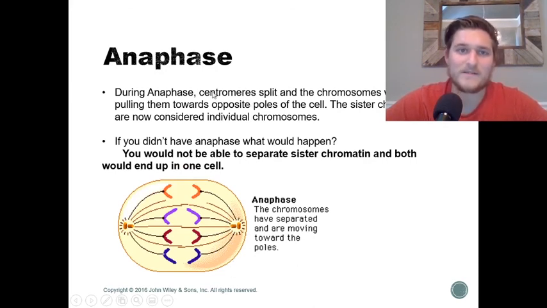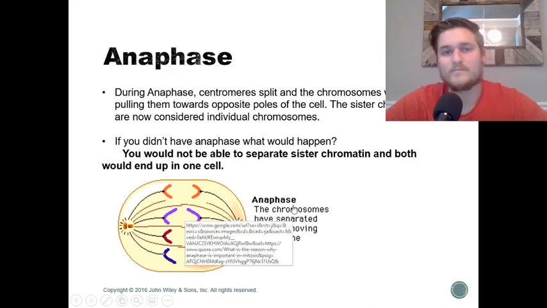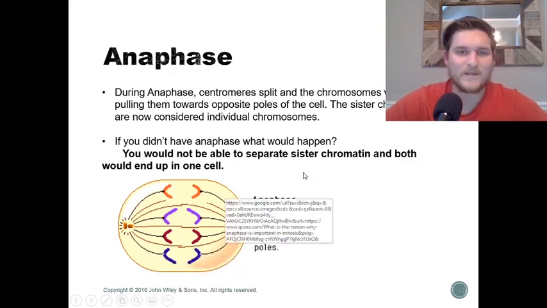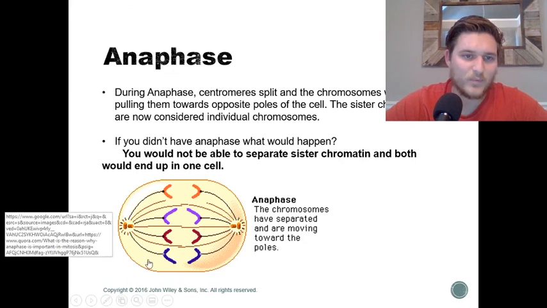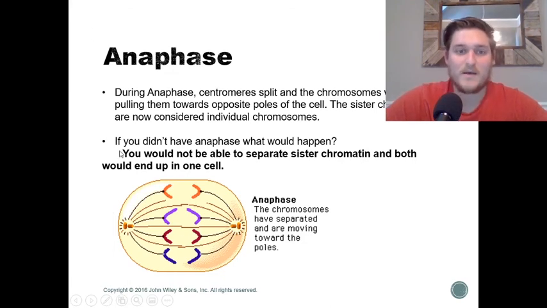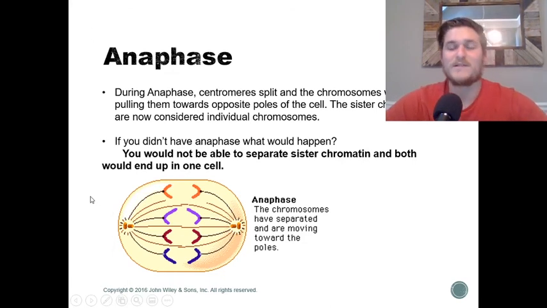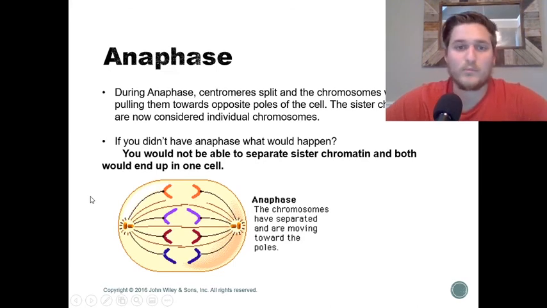So during anaphase, the centromeres will split and the chromosomes will be ripped, pulling them towards opposite poles of the cell. Sister chromatids are now considered individual chromosomes. And so, what's going to happen if you don't have this phase? Basically, you wouldn't be able to separate the sister chromatids, and then all would wind up in one cell. And that's not good because both new cells are going to need to have this DNA in order to form more proteins.